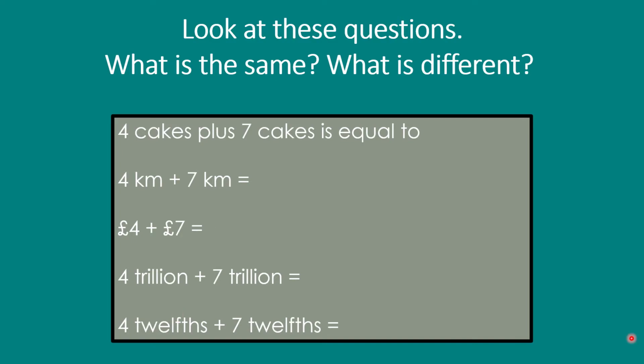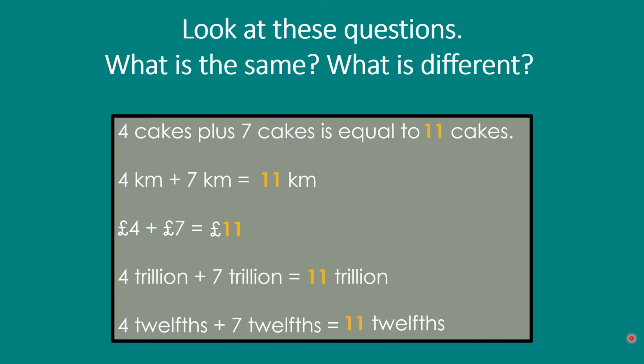Now look at these questions. I want you to pause and work through them, thinking what's the same and what is different about them. I'm going to go through them now. Are you ready? 4 cakes plus 7 cakes is equal to 11 cakes. 4 kilometers plus 7 kilometers is equal to 11 kilometers. 4 pounds plus 7 pounds is equal to 11 pounds. 4 trillion plus 7 trillion is equal to 11 trillion. And 4 twelfths plus 7 twelfths is equal to 11 twelfths.